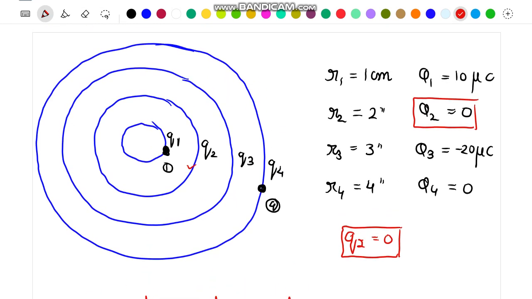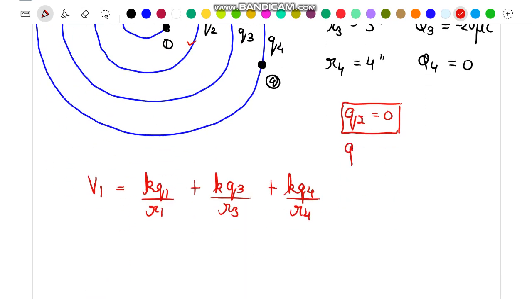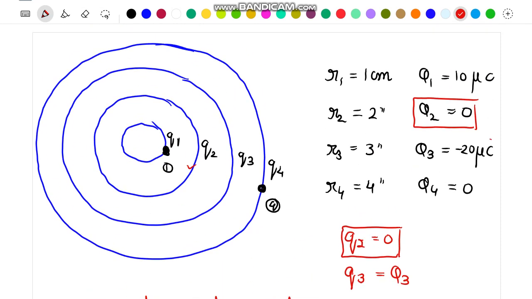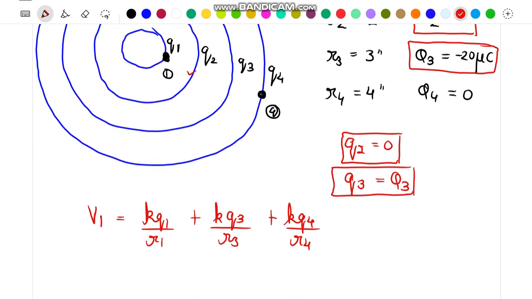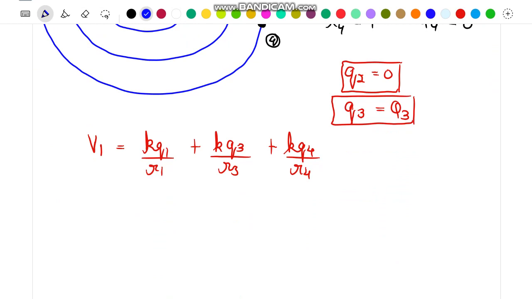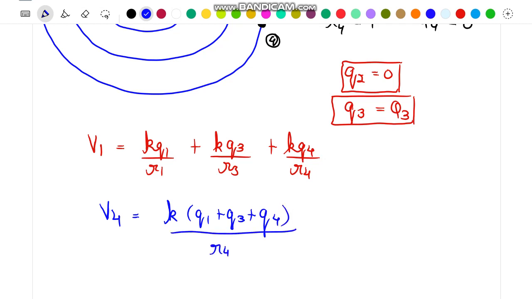On similar grounds, shell 3 is also isolated and hence the final value of Q3 should be equal to its initial value, which was mentioned in the problem as minus 20 microcoulomb. Further, the potential of point 4 can be written as V4 equal to K times Q1 plus Q3 plus Q4, whole divided by R4.